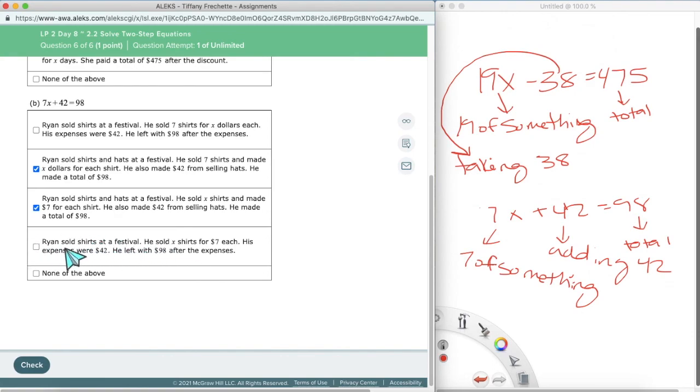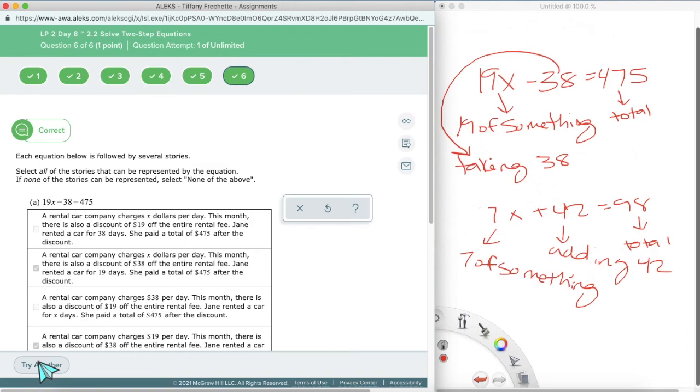All right, so now let's go ahead and click check. Yay! All right, so that was section 2, and I will see you in section 3.